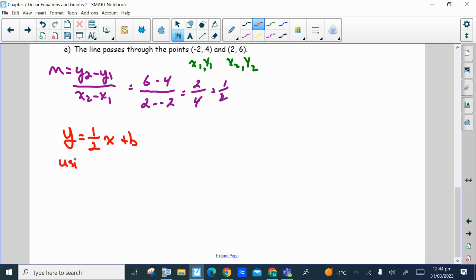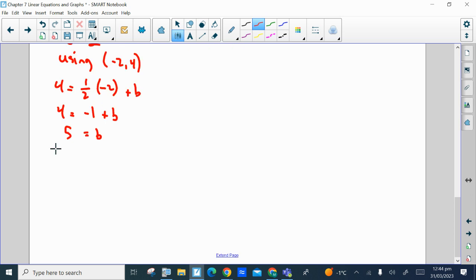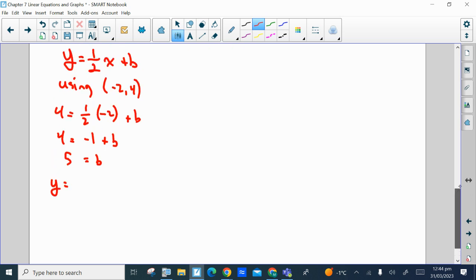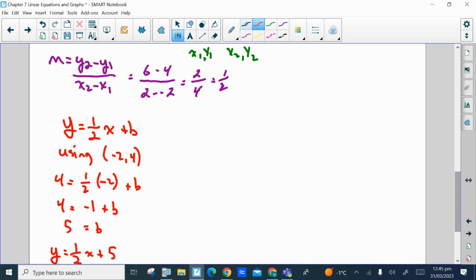So if we find b using the first point, which is negative 2, 4, y is 4 when x is negative 2. And we'll solve for b. 1/2 of negative 2 is negative 1. And then to get b by itself, you would add 1 to both sides, so we get b to be 5. And the equation would be y equals 1/2 x plus 5. So that was using the point negative 2, 4.